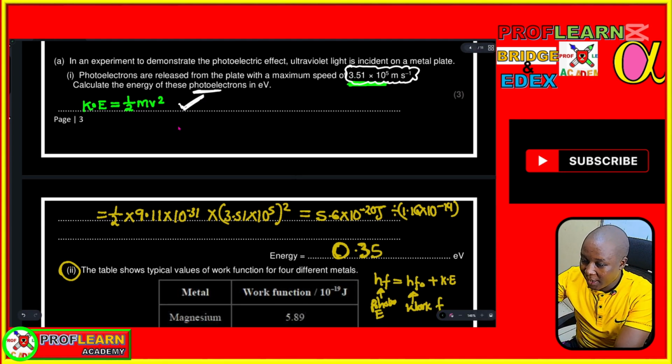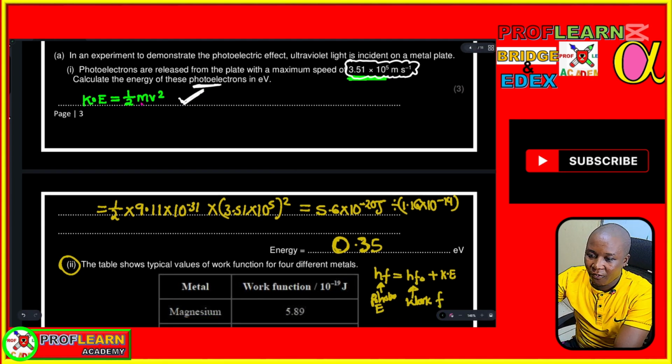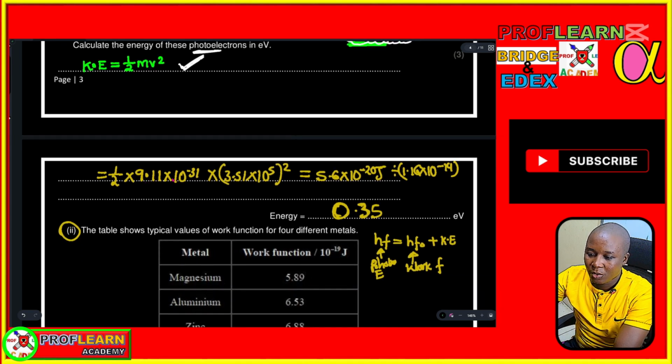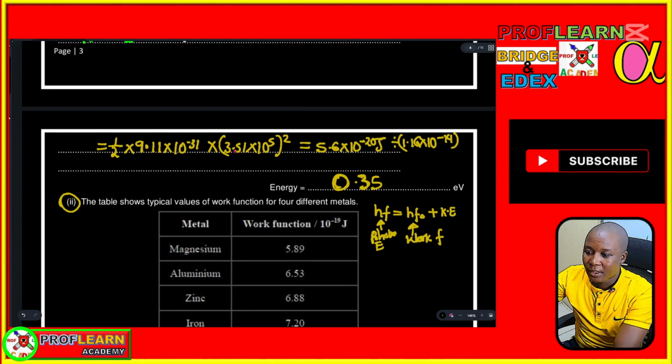So if you work out kinetic energy, we know kinetic energy is a half times mass times the speed squared, and the mass of an electron is 9.1 times 10 raised to power negative 31 times the speed.